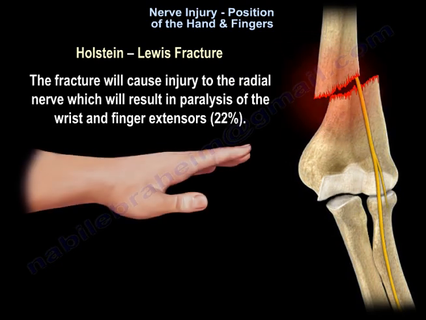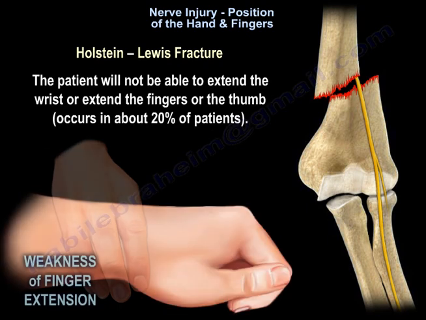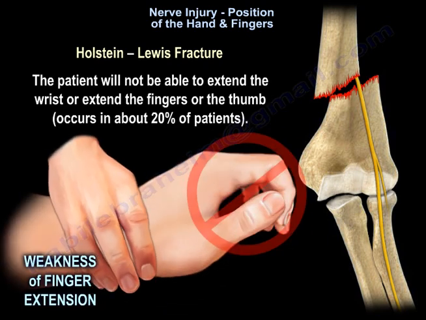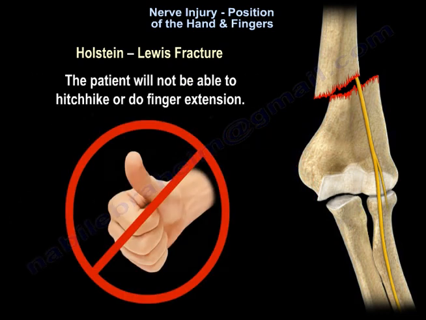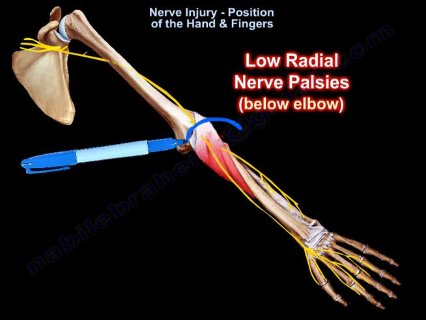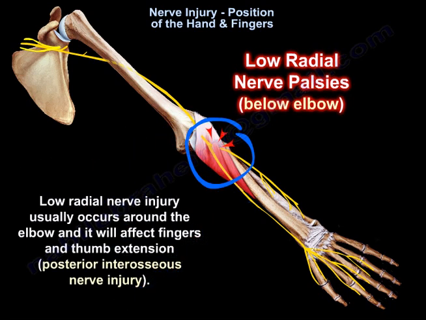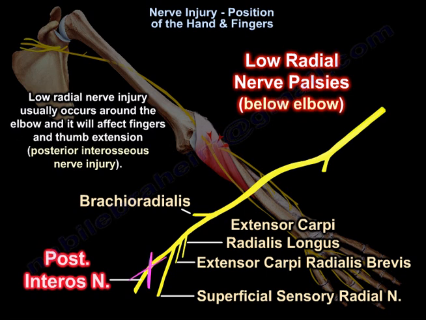The fracture will cause injury to the radial nerve, which will result in paralysis of the wrist and finger extensors. So the patient will not be able to extend the wrist or extend the fingers or the thumb. So the patient will not be able to hitchhike or do finger extension. A low radial nerve injury usually occurs around the elbow, and it will affect the fingers and thumb extension, and that's called posterior interosseous nerve injury.